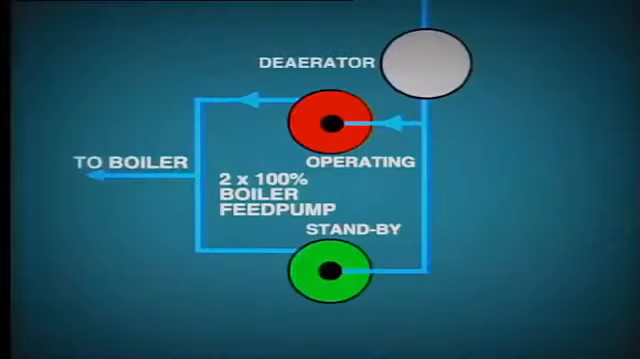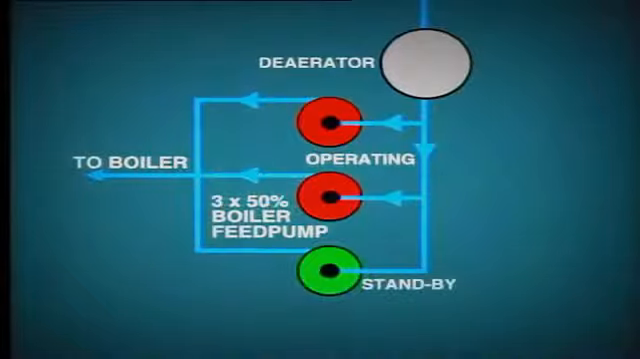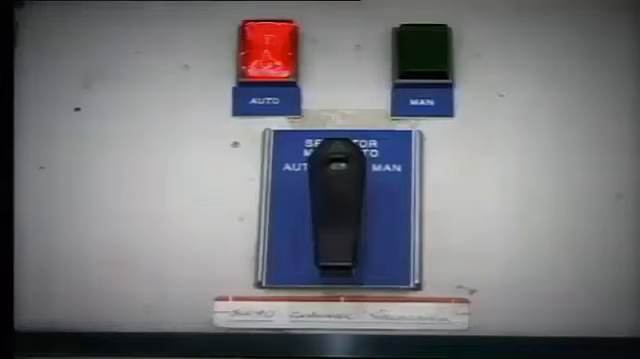In many power plants, 2 boiler feed water pumps may be installed, providing 100% standby. An alternative to this arrangement is to provide 3 50% pumps. The standby pump may be made available for automatic start in case of failure of the running pump and a decrease in feed water pressure.